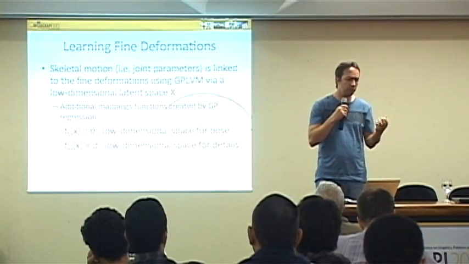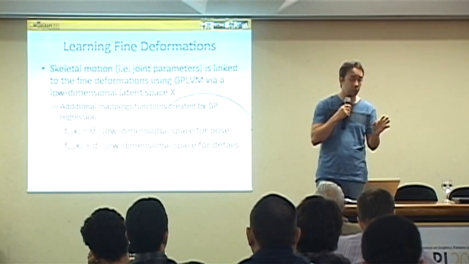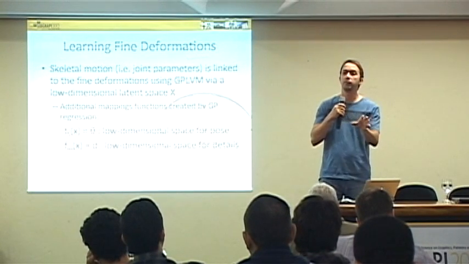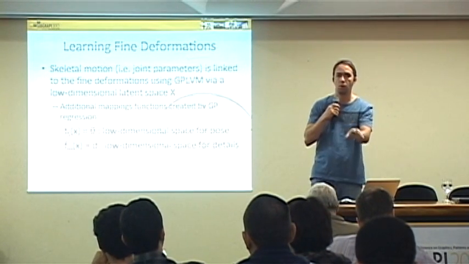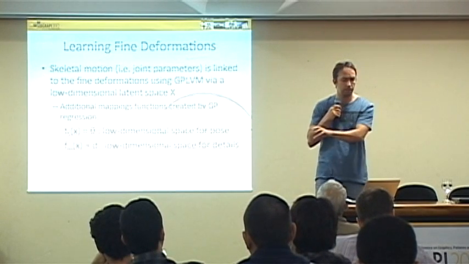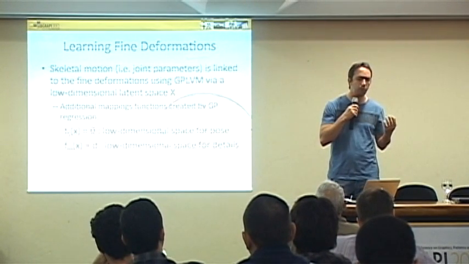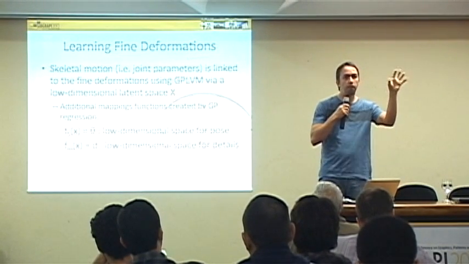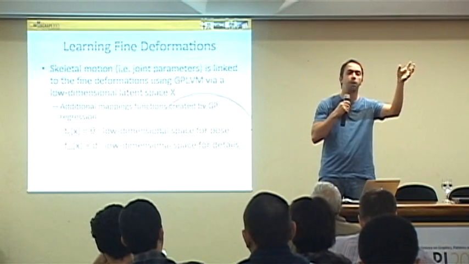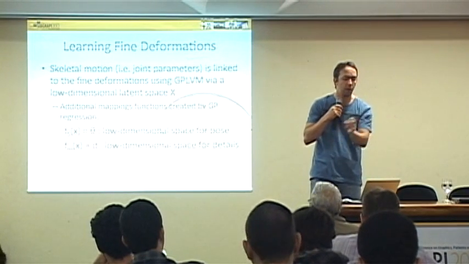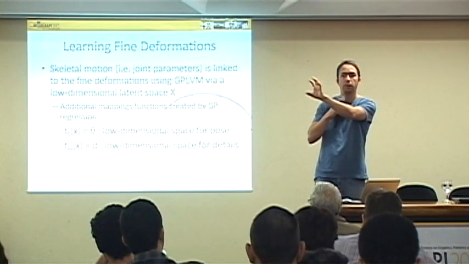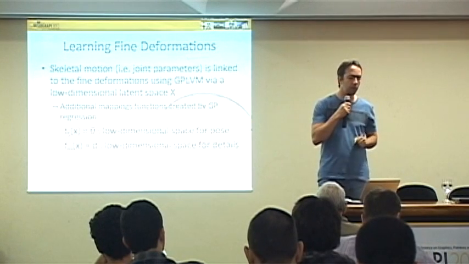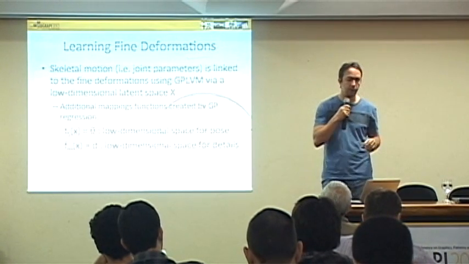What you do is link the skeletal motion, which are the joint parameters, to the defined deformations using GPLVM and this low dimensional space. So we create an additional space, which we call latent space X, and you do the mapping there. In this case, you need to find 2 additional functions. One brings us from the joint parameter space to this low dimensional space, and another brings us from the high dimensional space constructed by the time-varying details to the latent low dimensional space.